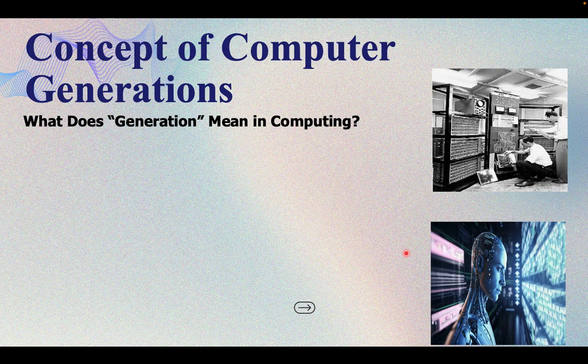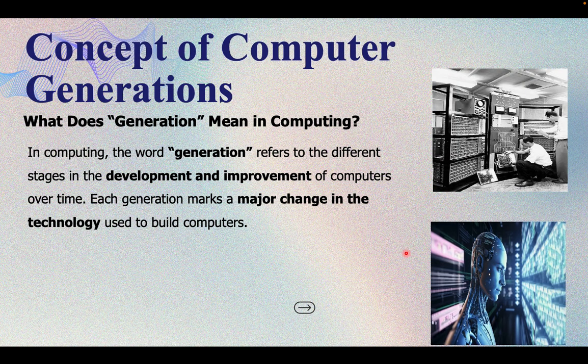What does it mean when we say generation? In computing, when we say generation, it means the different stages in the development and improvement of computers over time. Okay, how the evolution occurred, how changes occurred over time. So the major things that actually transformed the shape and size and efficiency, the speed of computers from the beginning to what we have now as smart devices.